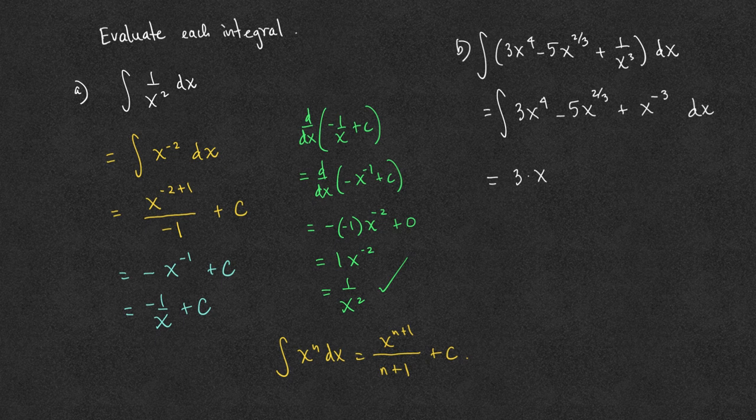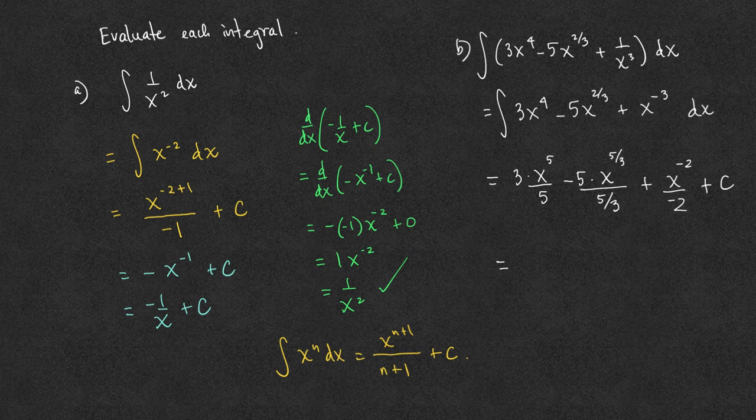To find the antiderivative using the power rule, we add 1 to the power. 4 plus 1 is 5, and divide by the new power. Minus 5 times, again keeping the constant multiple, add 1 to the power. 2/3 plus 1 is 2/3 plus 3 over 3, which is 5 over 3, and divide by the new power, plus x to the negative 3 plus 1, which is negative 2, divided by the new power. Don't forget a plus c.